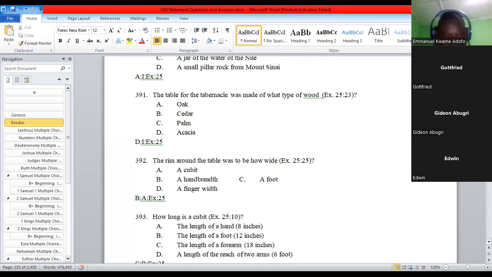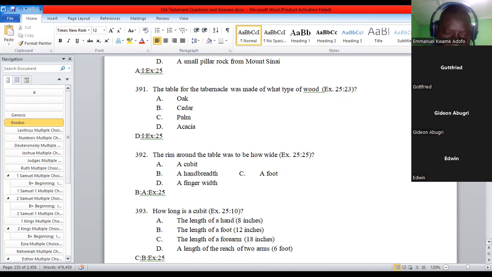Have them make a chest of acacia wood, 2.5 cubits long, a cubit and a half wide, a cubit and a half high. That's all. Let's see another version for us. What is NIV? Okay, let's do another version, because we have the Revised Standard Version.